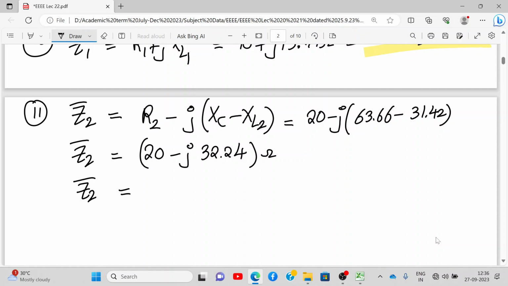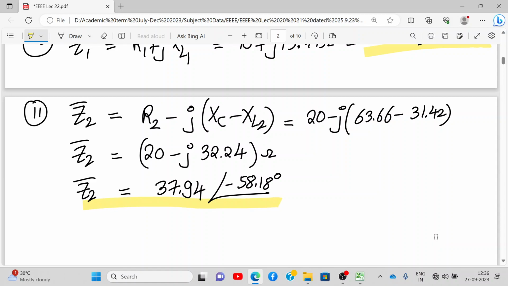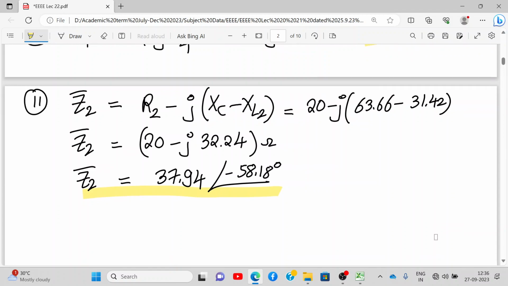I told you, you have to keep this in your calculations. So this will be 37.94, angle minus 58.18. So this is your Z2. Why am I calculating in polar form? Because I am going to multiply with I. V1 will be I Z1, V2 will be I into Z2. So the final step will be to calculate.